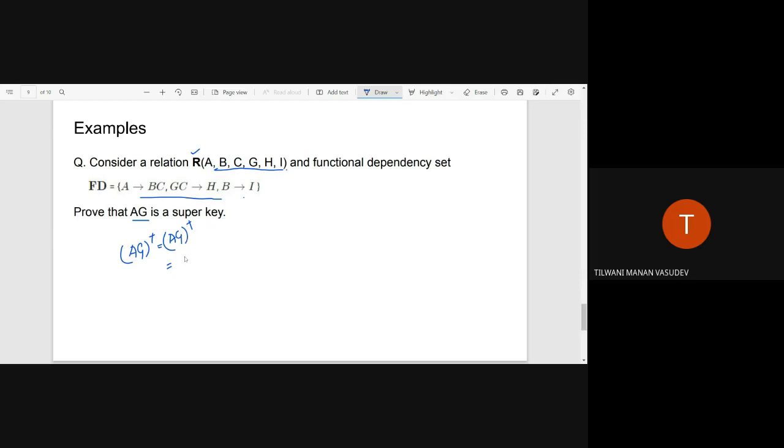So it's AG first. Then we have ABCG, because A determines BC. Then we have ABCGI, because B determines I. And then we have ABCGHI, because GC determines H. So from the closure set of AG, we are getting all the attributes of the relation, right? Yes, ma'am. So by that we can say that it is a super key.